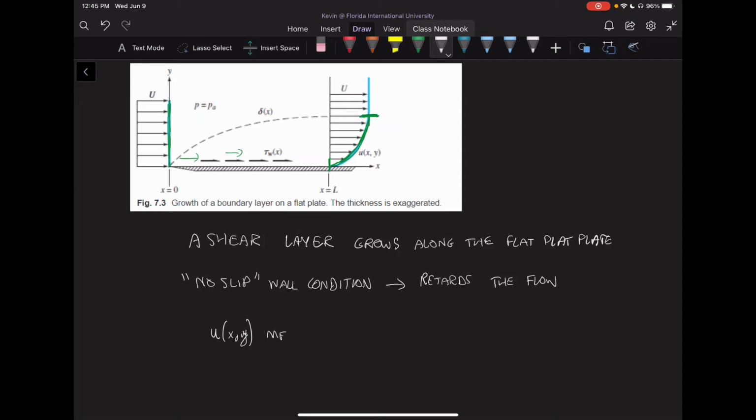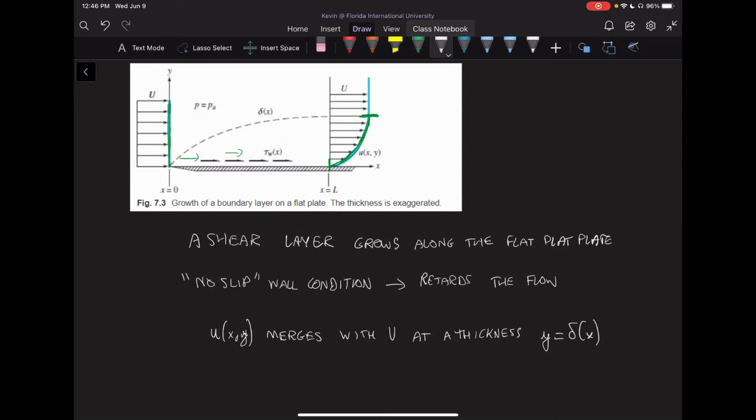And we can say that U(x, y) merges with our inviscid flow, capital U, at a thickness y is equal to delta of x. And this delta is the boundary layer thickness. So the boundary layer thickness is a function of x, and we know that U(x, y), as we go along, merges at a thickness y is equal to delta of x.